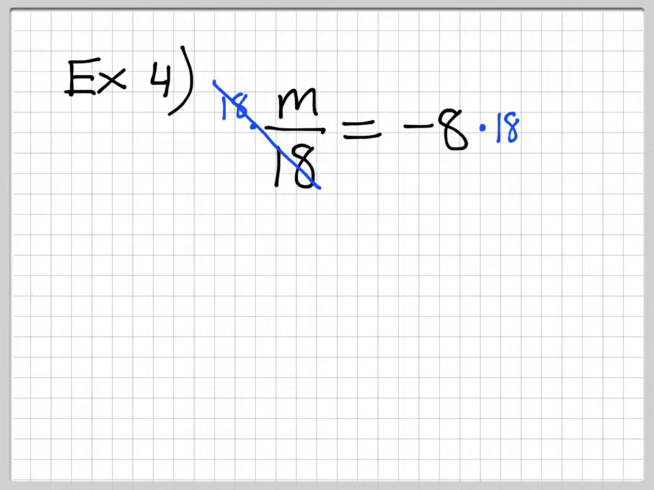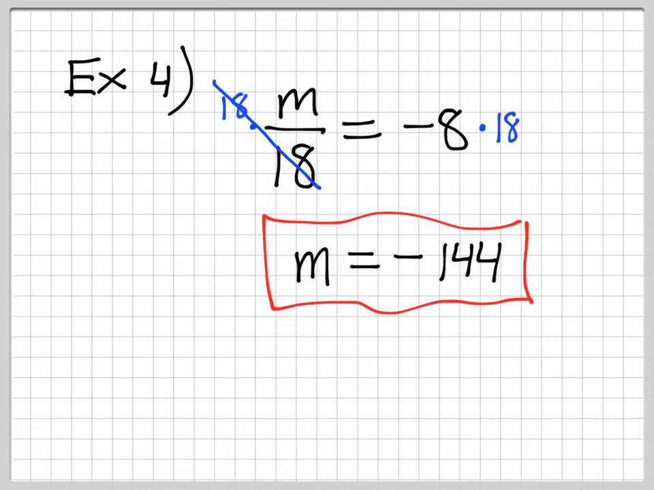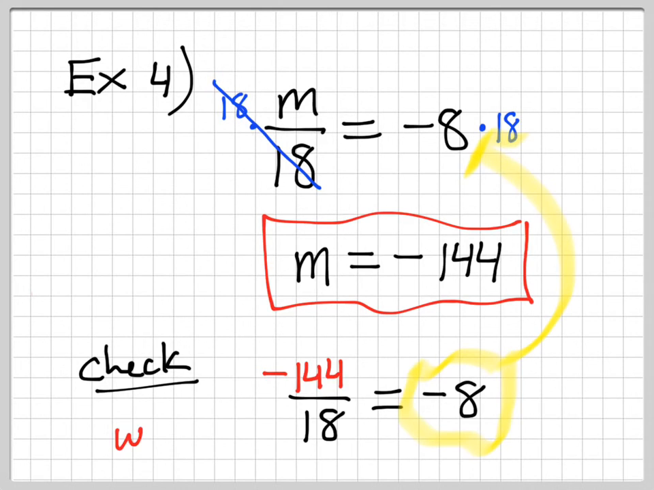Now you'll notice how I wrote it up above here because I want to see the cross cancellation go out. I want to see 18 divided by 18, which is actually 1m. But again, we never write 1m, we just know it exists. And then over there on the right side, negative 8 times 18 is negative 144. And I've reached my goal. I'm going to do a quick check. Negative 144 divided by 18 is negative 8. So my solution also works.